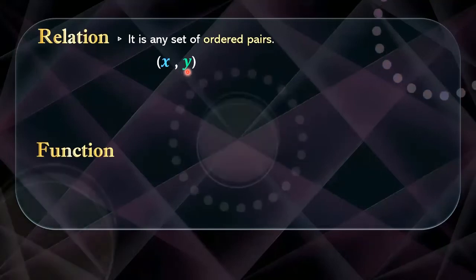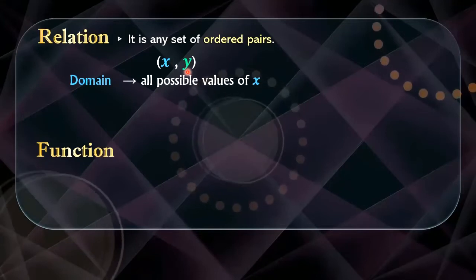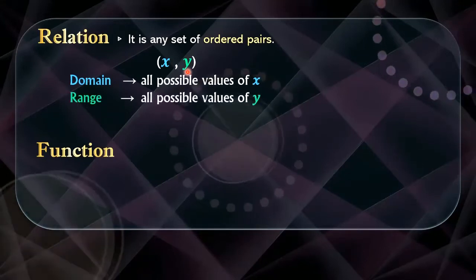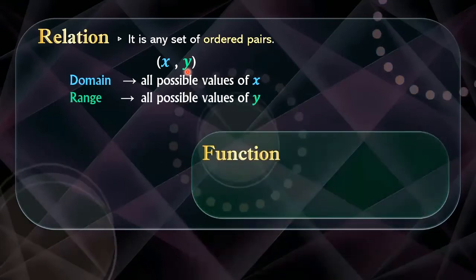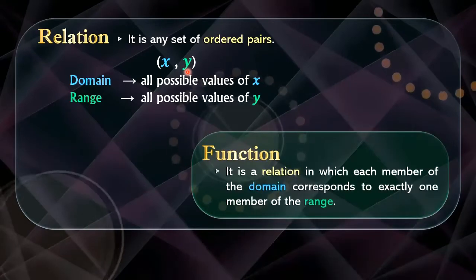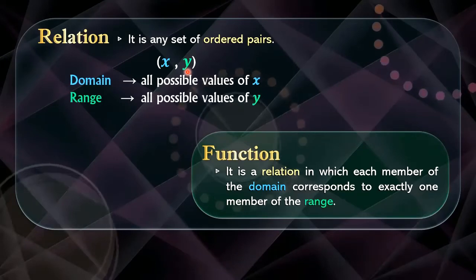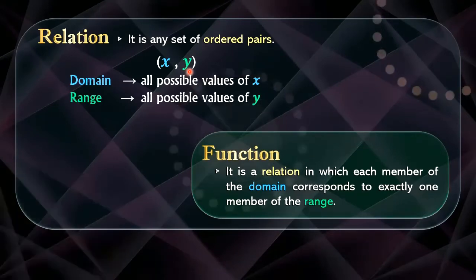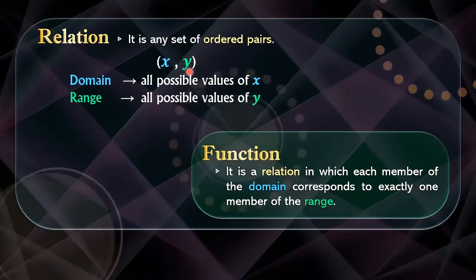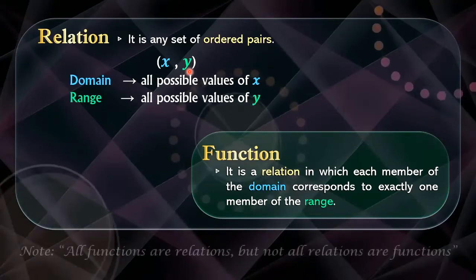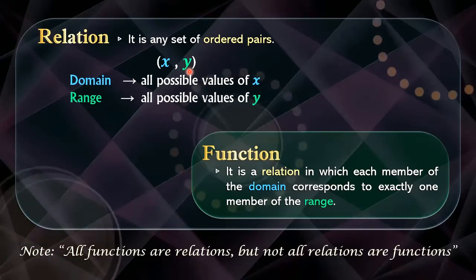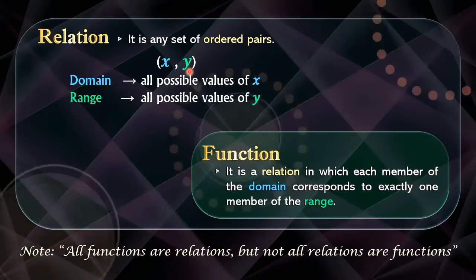All the possible values of x is known as domain, and all the possible values of y is known as range. Now, what is a function? A function, it is a relation. Again, it is a relation in which each member of the domain corresponds to exactly one member of the range. And please take note, all functions are relations, but not all relations are functions.